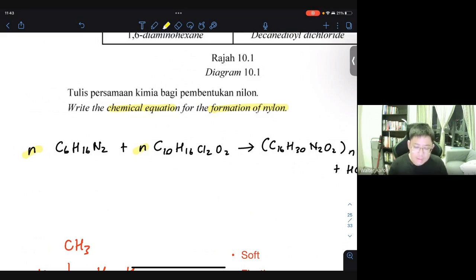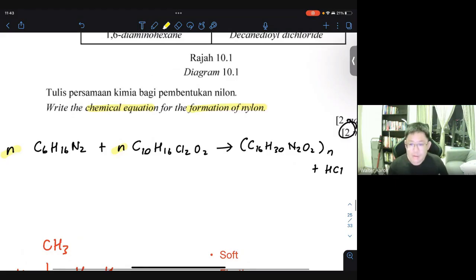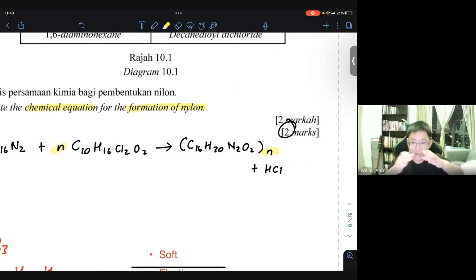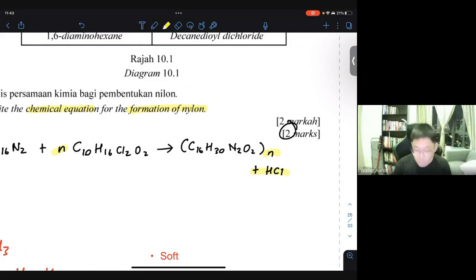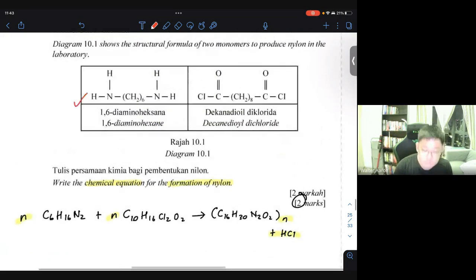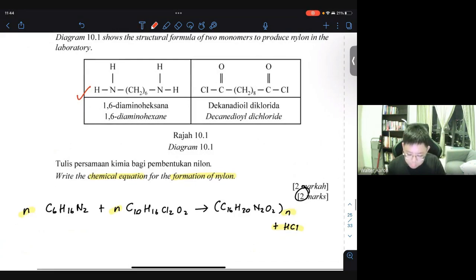C6H16N2 plus n C10H16Cl2O2, you'll get, in brackets, the whole molecular formula C16H30N2O2, and then the n at the bottom, which indicates that it's a long chain molecule consisting of n number of molecules, and also plus HCl. Write this correctly, you get 2 marks. Just follow the molecular formula based on these 2 structures. You shouldn't go wrong.